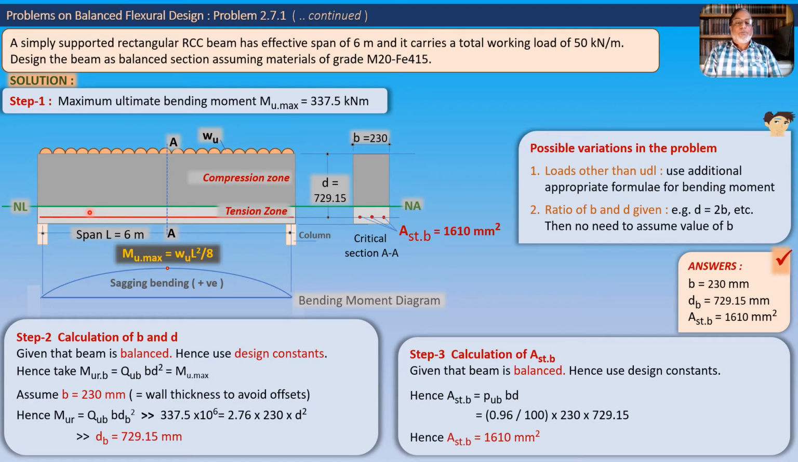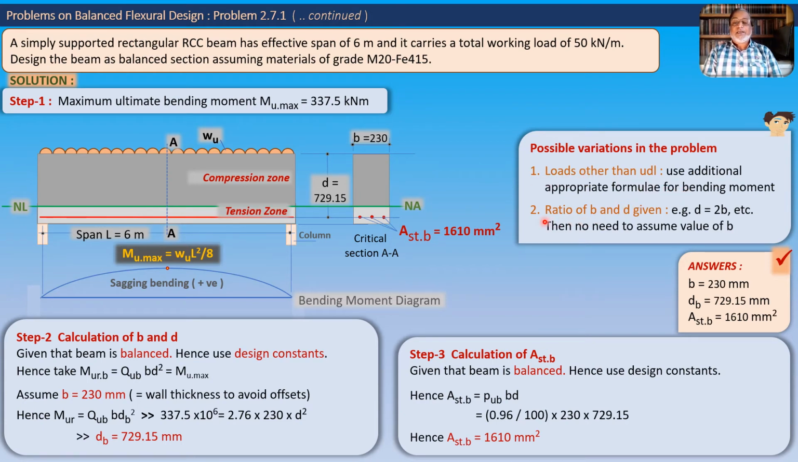Sometimes your loads may not fit into some standard cases. So in that case you will not get standard formulae like WL square by 8, WL square by 2 and so on. In that case you will have to rely on the first principles of finding out bending moment diagrams as discussed in the subject of structural mechanics. So that was the first type of variation that we can get.